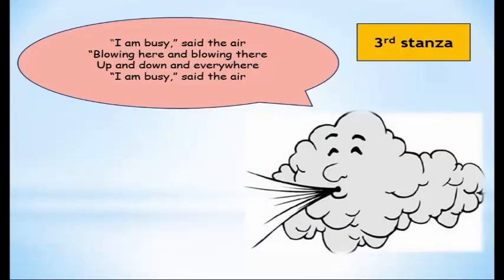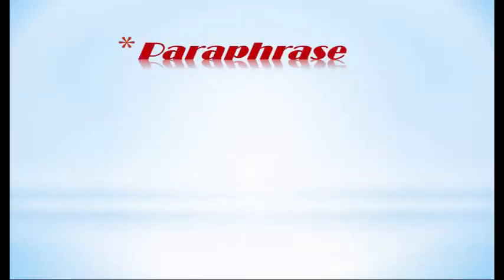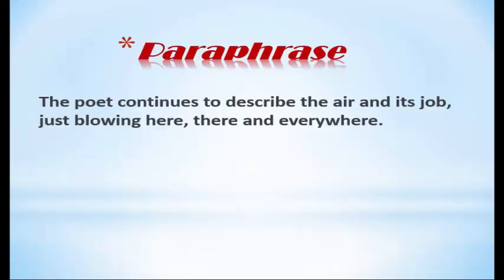In the third stanza, the air will talk. "I am busy, said the air, blowing here and blowing there, up and down and everywhere. I am busy, said the air." Let's paraphrase it. The poet continues to describe the air and its important job. It's blowing here and there and everywhere.